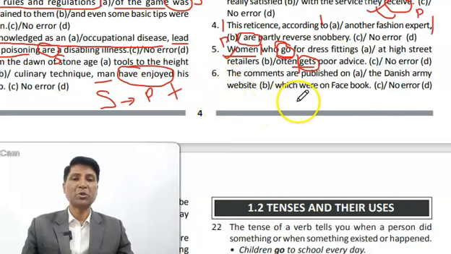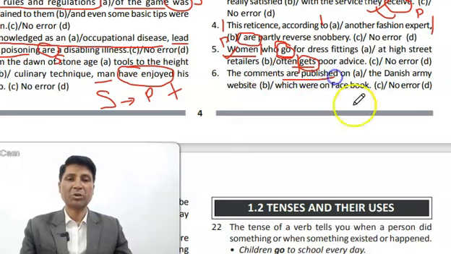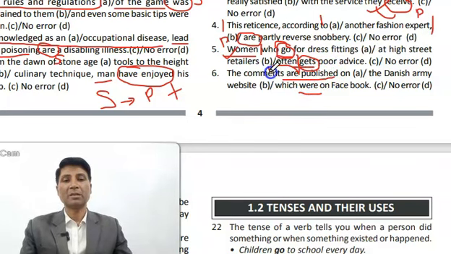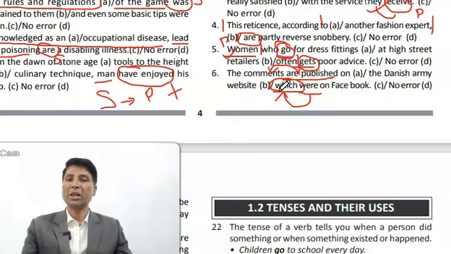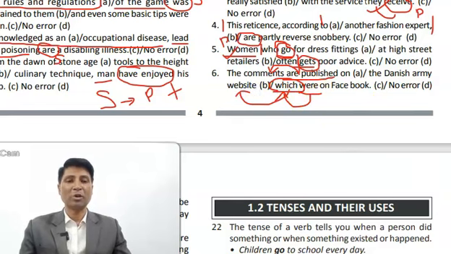Moving on to rule number 6, question number 6. The comments are published on the Danish Army website which were on Facebook. Now, the finite verbs are "published" and "were". So here the subject of this verb is the word "comments". Now you have to find out whether this verb is right or wrong, and here there is a relative pronoun. So what happens when a relative pronoun is the subject of a finite verb? You have to see the antecedent, and the antecedent of this relative pronoun is "website". Now think whether this verb is right or wrong.